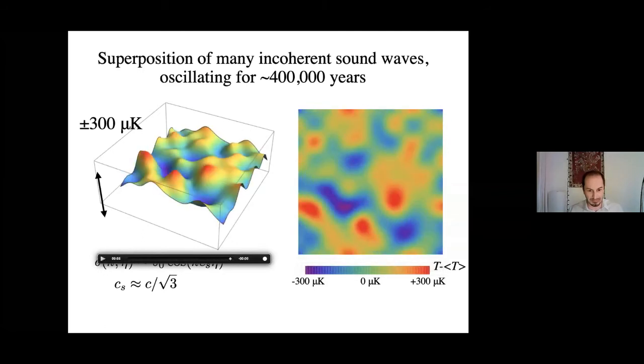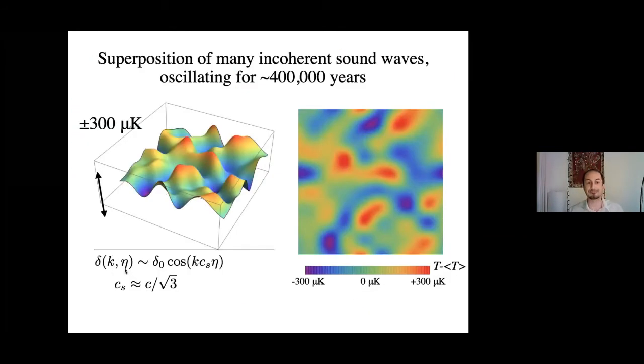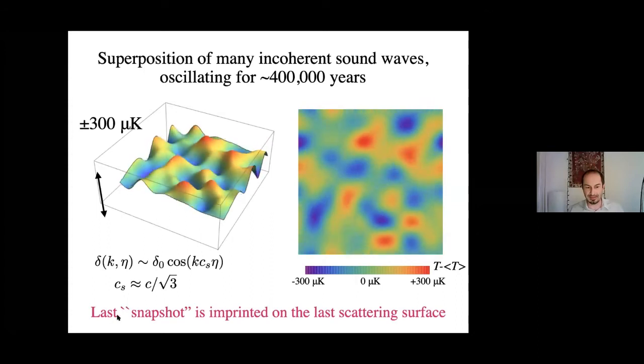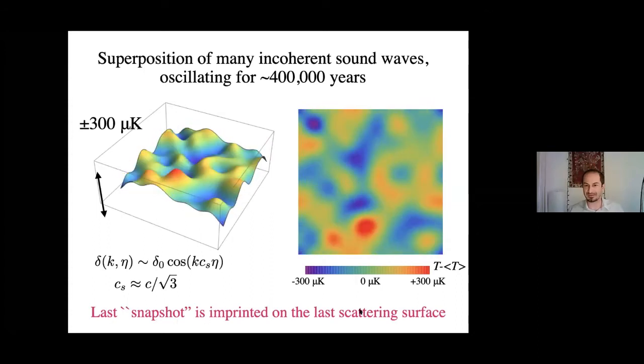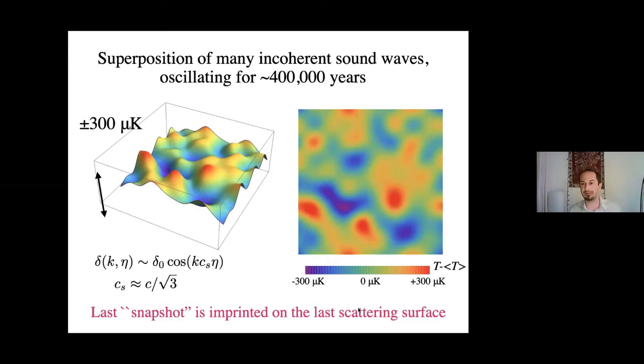This equation I am showing is just saying that this is an oscillation for every Fourier mode k, where eta is the conformal time. The photon density perturbation oscillates with a sound speed of c over square root of 3, which is close to the speed of light. And the last oscillation after 400,000 years, this last snapshot, is what you see imprinted on the surface of last scattering. And this is what you see as the cosmic microwave background.